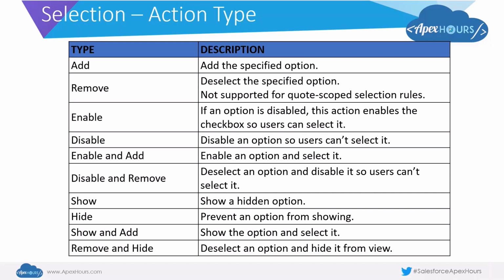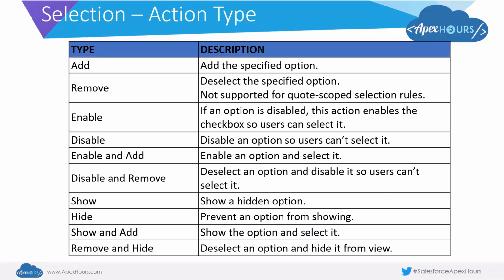Show is going to show any hidden options, and hide will prevent an option from showing. So show and hide are more from a visibility perspective. Show and add would show the option and also select it, very similar to enable and add, right?